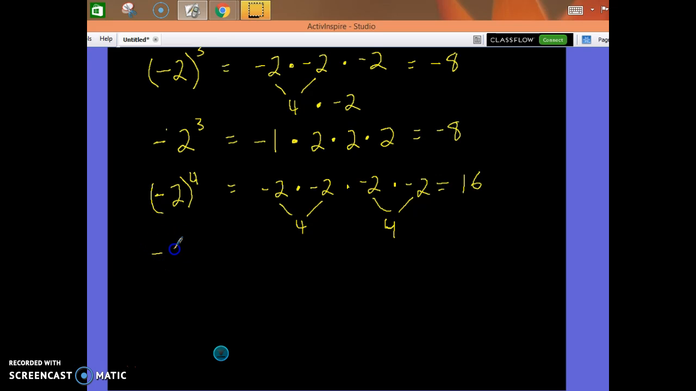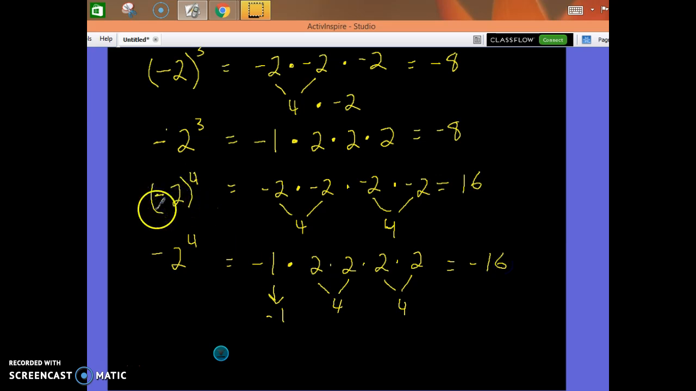If this had been -2 to the fourth power without the parentheses, it's -1 times 2, 2, 2, 2. We have 4 2's. 2 times 2 is 4. 2 times 2 is 4. 4 times 4 is 16. Times the -1, this gives us a -16. So if there's a negative, we only use the negative in the multiplication if it's got parentheses like this.